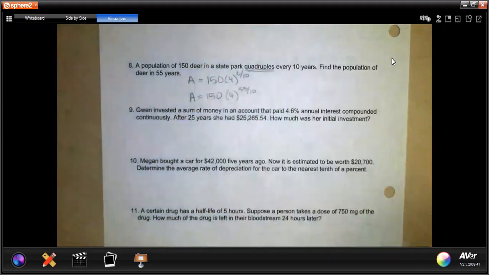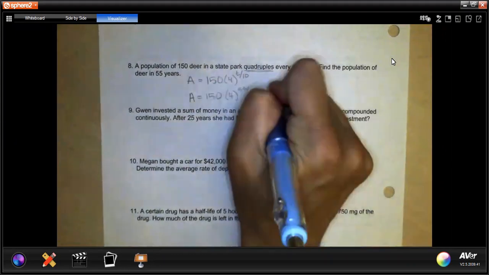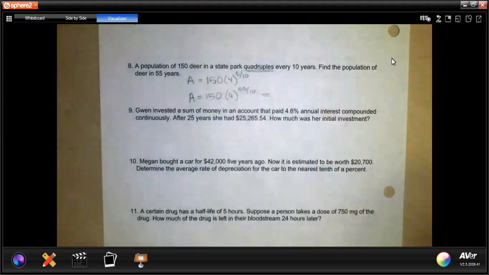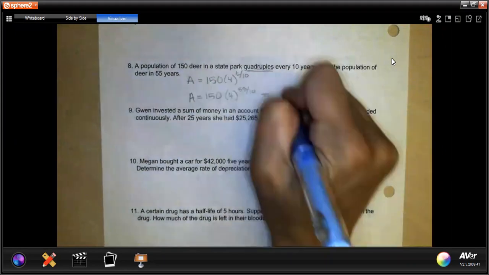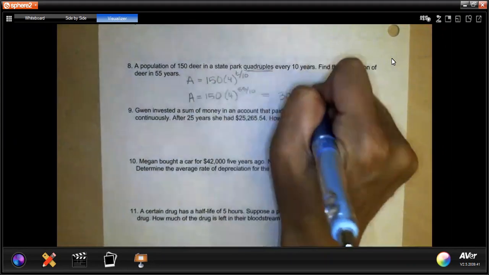This is one of the easier ones because our variable's on the other side of the equation, so all we have to do is plug that into our calculator. And so we get 307,200 deer.